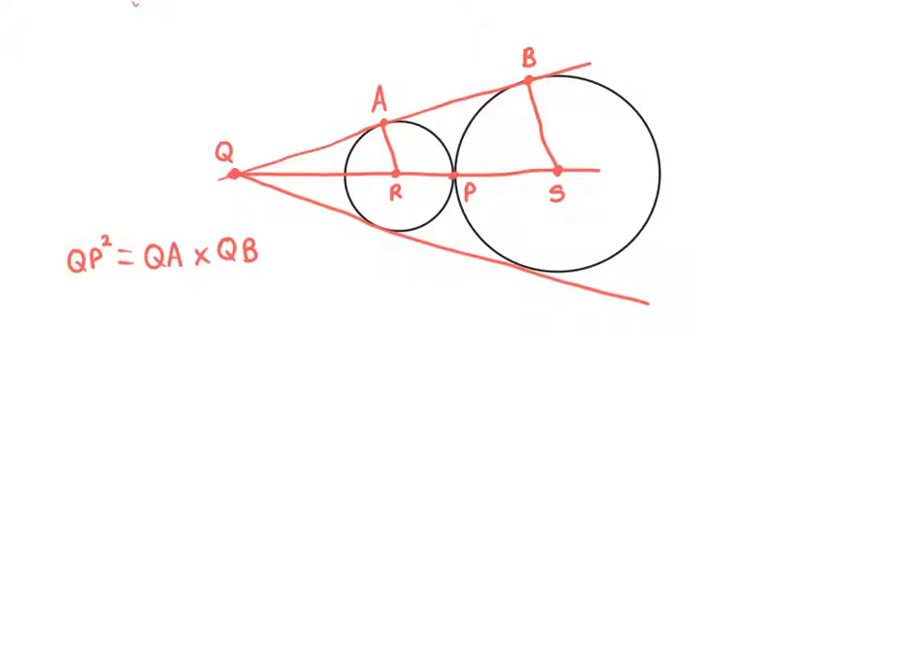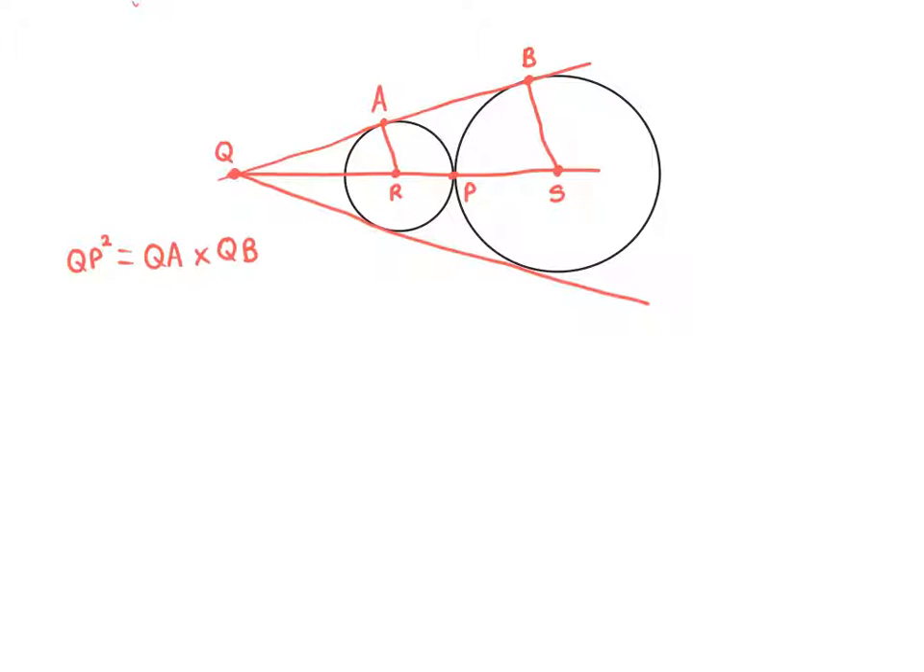Let's show that given the situation in this diagram here, that QP equals QA times QB. Now, I'm basically going to do this by firstly establishing some similar triangles.